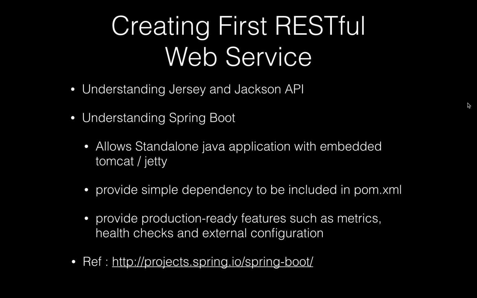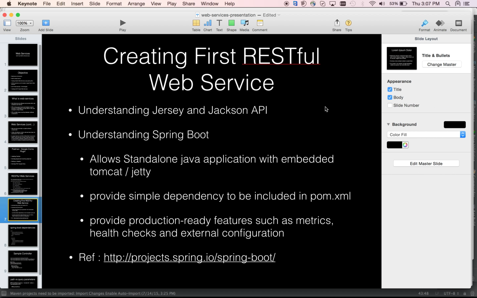There is also a Jackson API. Jackson is a very well-known API which does marshalling and unmarshalling, which essentially means that whenever you are sending JSON data, it needs to be converted into a Java object, and when you are sending a Java object over HTTP, it needs to be converted into JSON. So let's try to understand the Jersey part first.